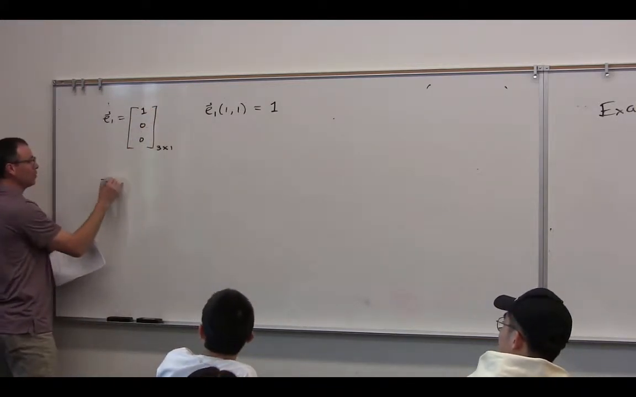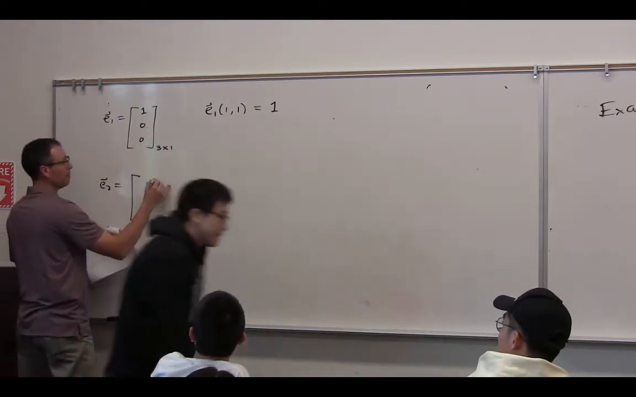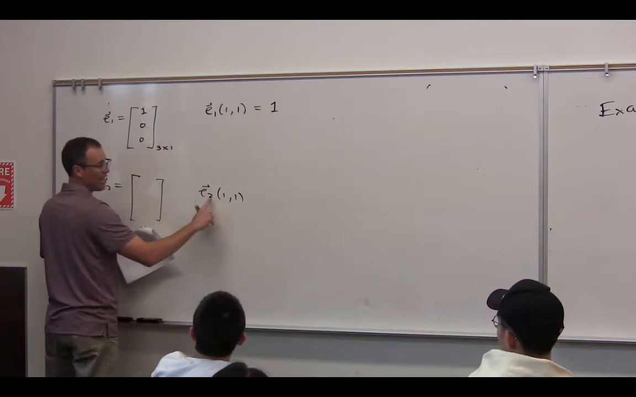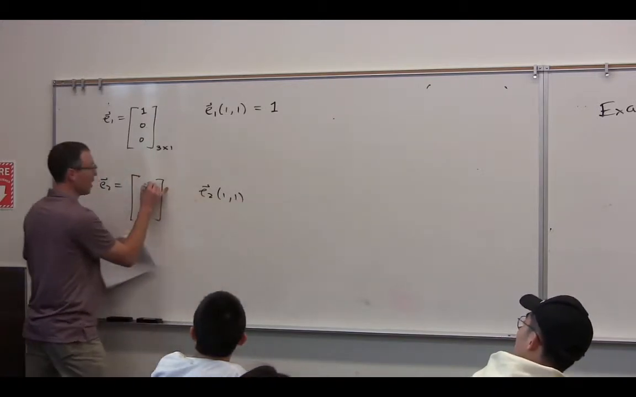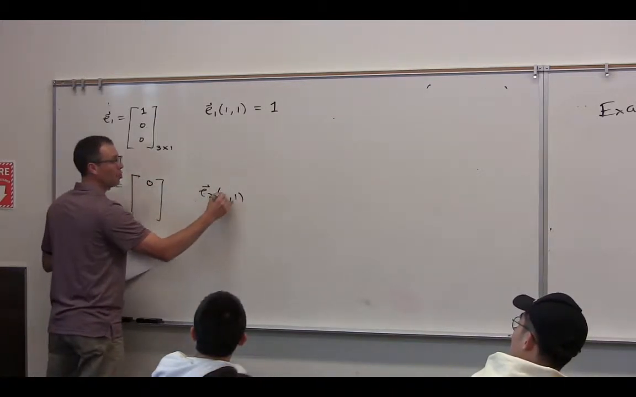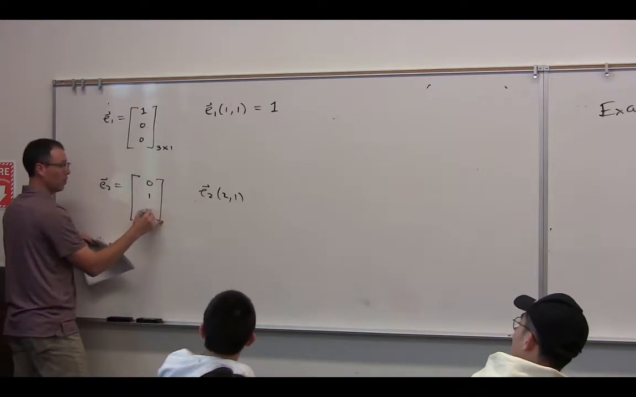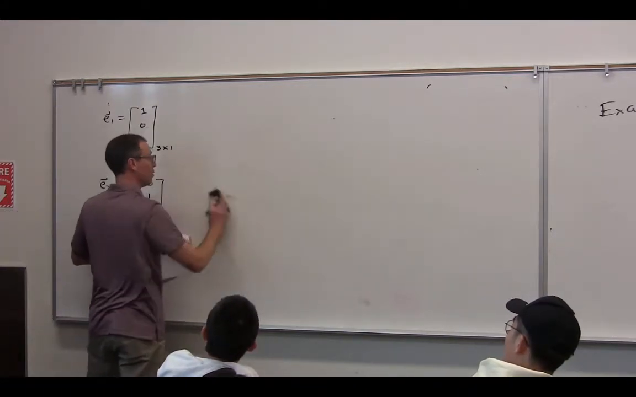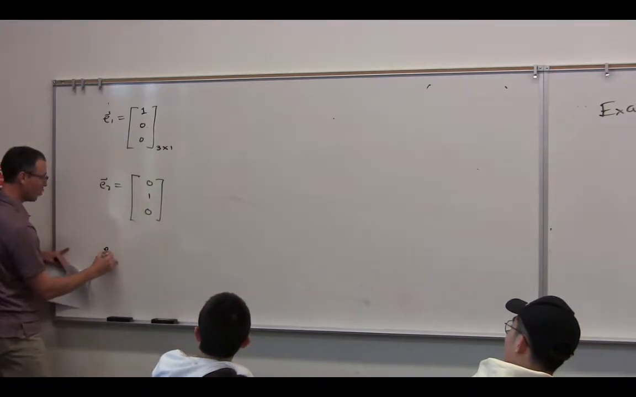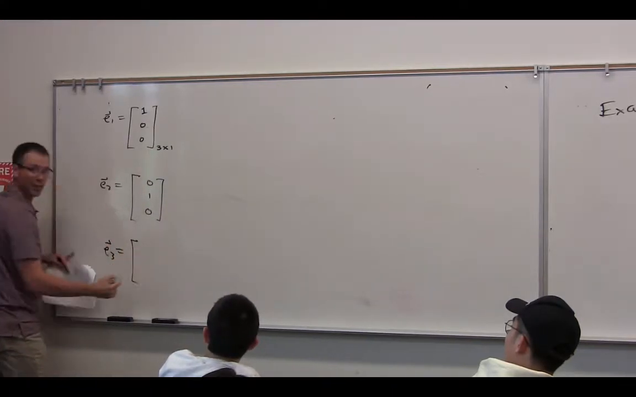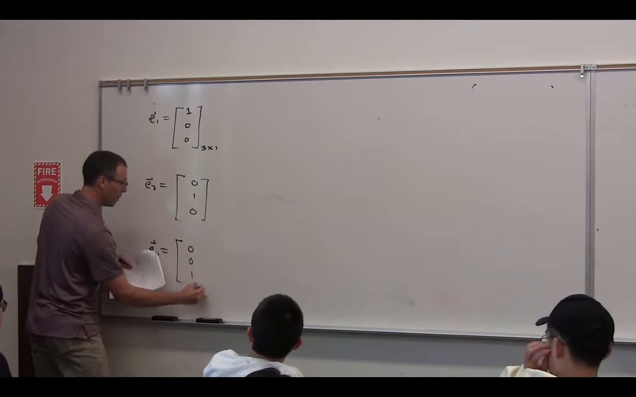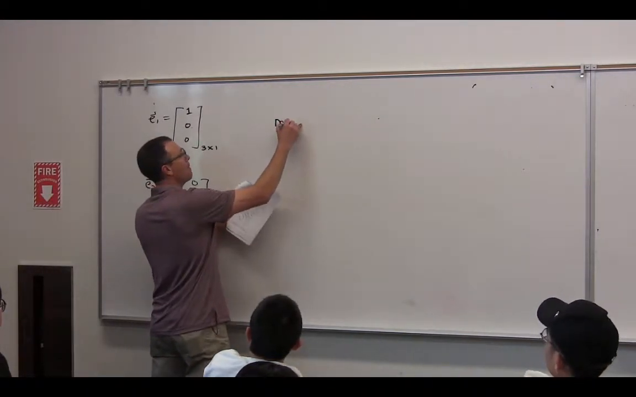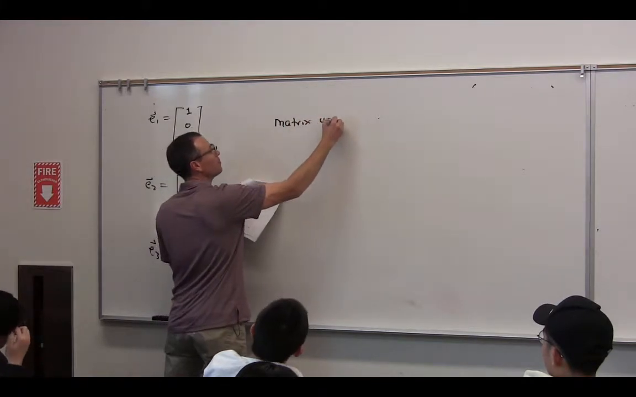What about E2? Let's see, E2, first entry. Is j equal to k? No, so that's 0. What about the second entry? Can somebody intuit what the next one should be? 0, 0, 1.